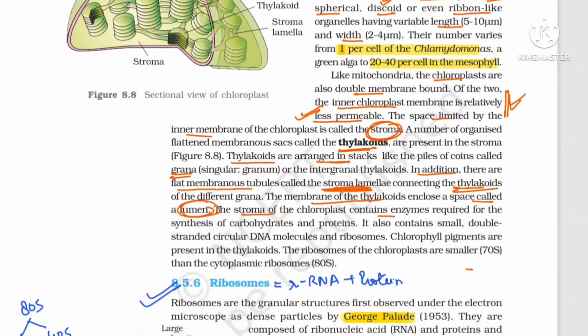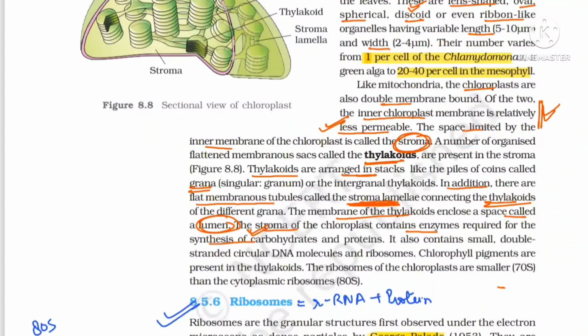The stroma contains enzymes required for the synthesis of carbohydrate. You will remember carbohydrate very easily because Calvin cycle is performed in photosynthesis. But beta, they also have the enzymes to make proteins. Because when they have DNA and ribosomes, obviously they are able to make their own protein. So this is again a question area. Stroma contains enzymes required for synthesis of: carbohydrate only, protein only, carbohydrate and protein only, or carbohydrate, protein and fat. Then the answer will be carbohydrate and protein.